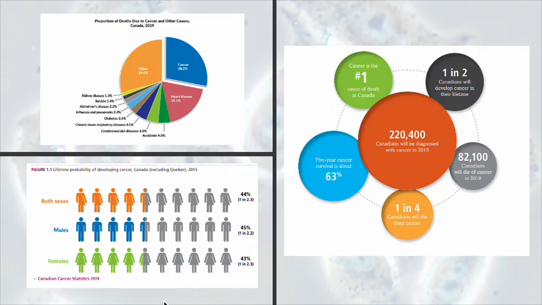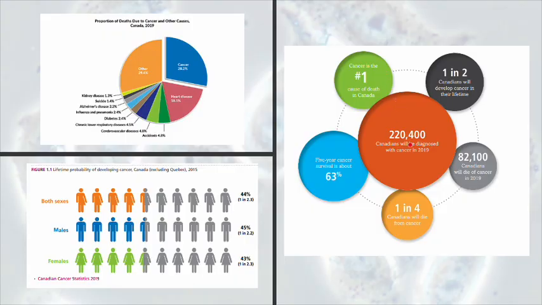And the bottom left here is the lifetime probability of developing cancer. And we can see here that for both sexes combined, there is a 44% chance or probability of developing cancer. This is quite high, right? And really eye-opening. And very slightly higher in males, actually. So around 45% for males and 43% for females, but quite similar. But the overall big takeaway here is, again, that cancer is the number one cause of death in Canada.